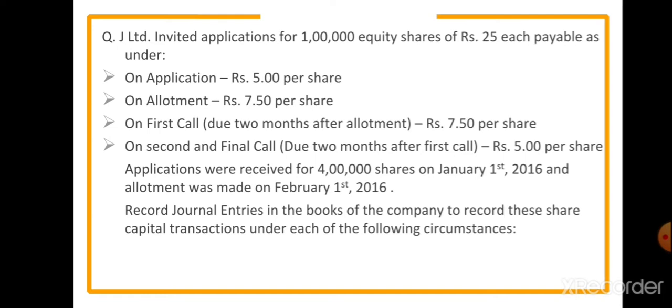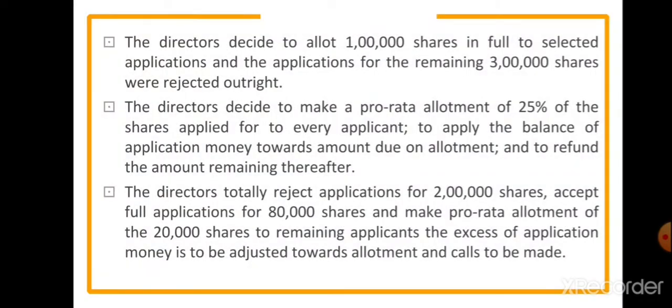1st, 2016. Record journal entries in the books of the company to record these share capital transactions under each of the following circumstances. First situation, the directors decide to allot 1 lakh shares in full to selected applicants, and the applications for the remaining 3 lakh shares were rejected outright. This is your first situation where you have some shares which are allotted and some shares which are rejected.